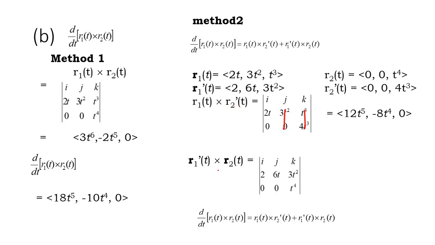Later on, you have to find the R1 prime cross with R2. So this is R1 prime cross with the R2. The component I, 6t power 5. Component J, negative 2t power 4. Component K, 0. Later on, d/dt of the cross product of R1(t) and R2(t) is to add up. 12t power 5 add up with 6t power 5, so total is 18t power 5. Component J, negative 8t power 4 add with negative 2t power 4, so total is negative 10t power 4. Component K, 0.